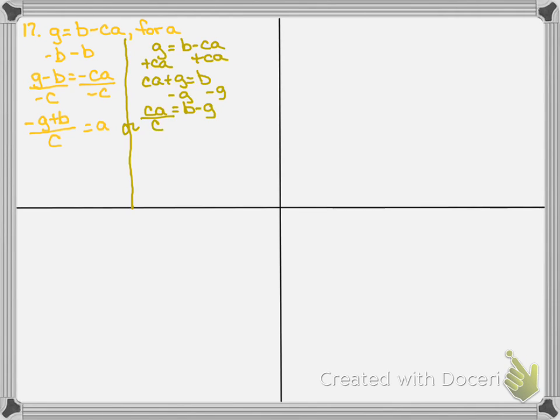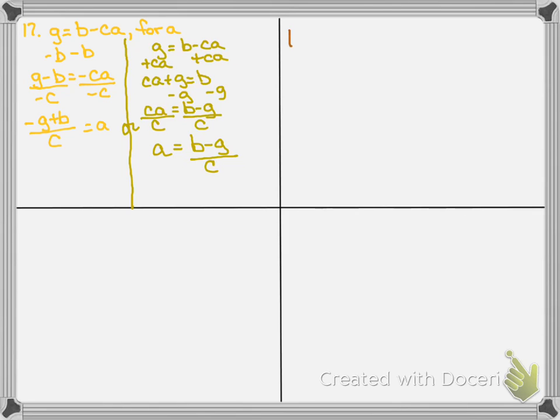Divide by that positive C. There we go. And we have A is equal to B minus G over C. And if you look, you can tell that that's the same thing, because your G's are negative, your B's are positive, your C's are positive.